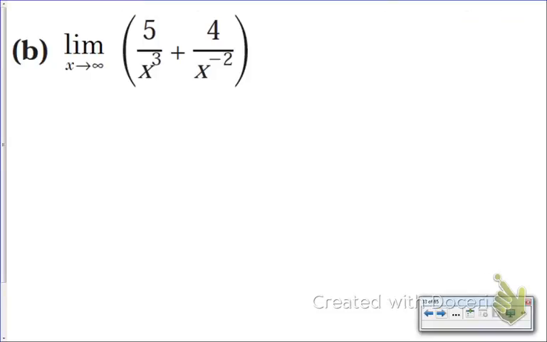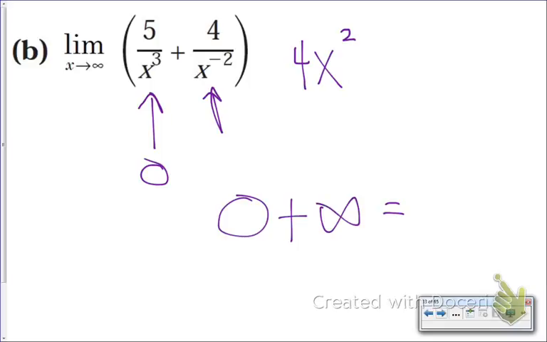What happens to the limit of this one as it goes to infinity? 0. What about this one? It goes to infinity. Good. How do you know that goes to infinity? Because it goes back to the top. Good. The x to the negative 2 goes back up to the top. So 4 times infinity squared is infinity. So this is 0 plus infinity, which is just infinity. So this limit actually does not exist.